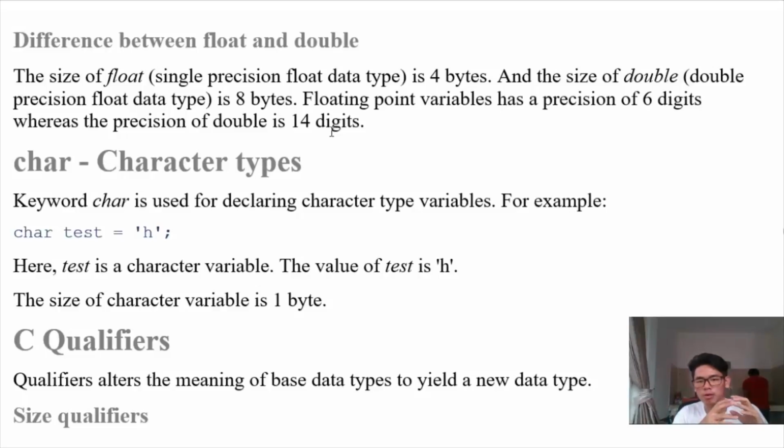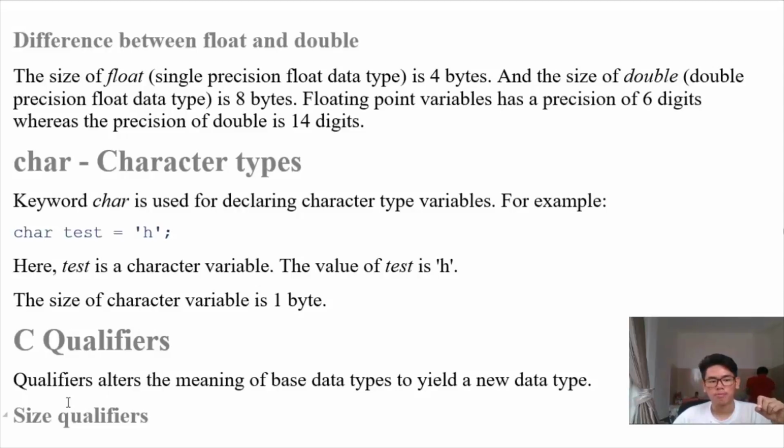And you have the character type. For character type, you have to use the keyword char. It's used for declaring a character type variable. For example, the variable test, which is of type character, is declared right here, and it is assigned the letter H. The size of a character variable is 1 byte.